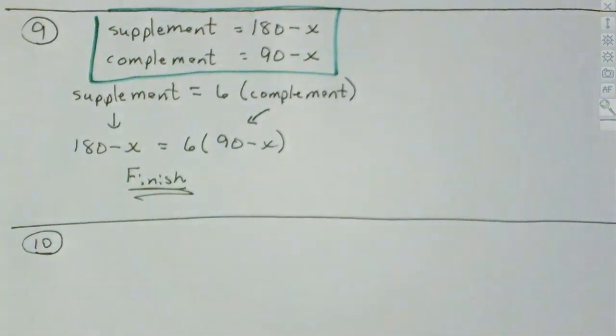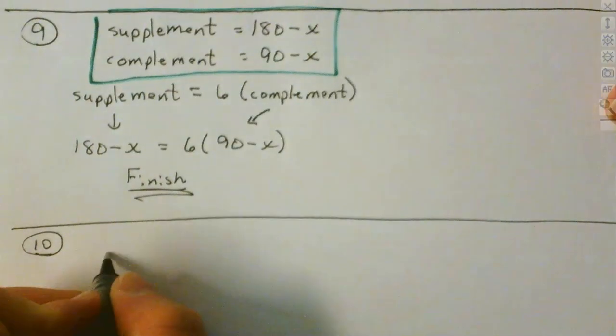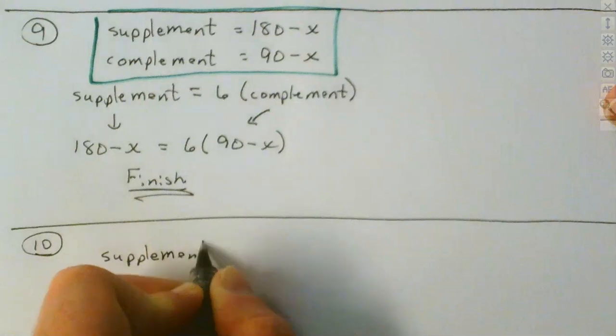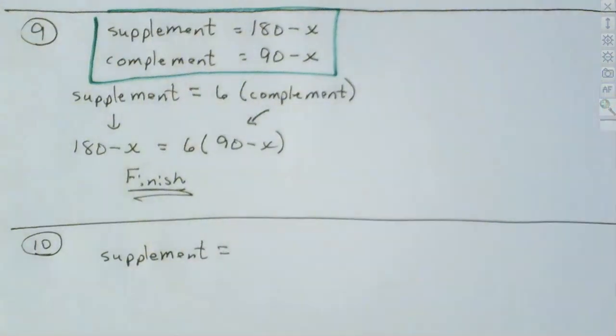So the first thing says find the measure of an angle. That just means we are solving for x. That's all that means. That's it. If its supplement measures, okay, in this case measures means equals, so your supplement equals, what does it equal? 58 degrees more than twice its complement.